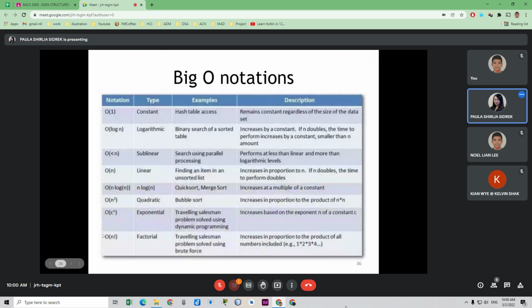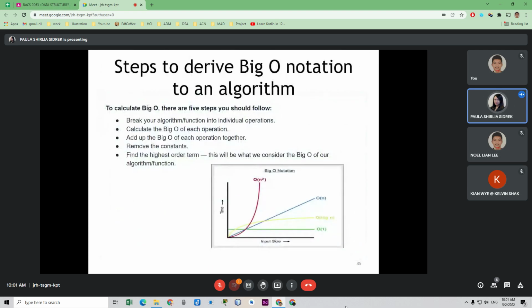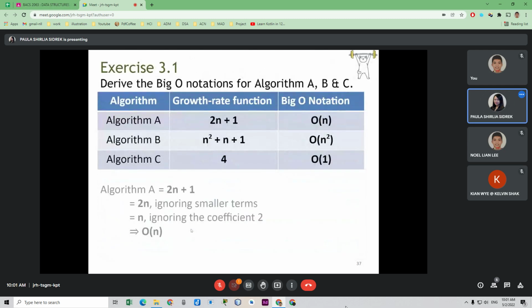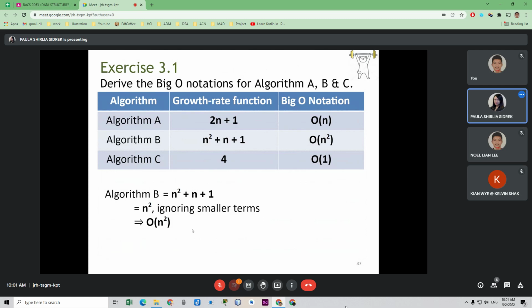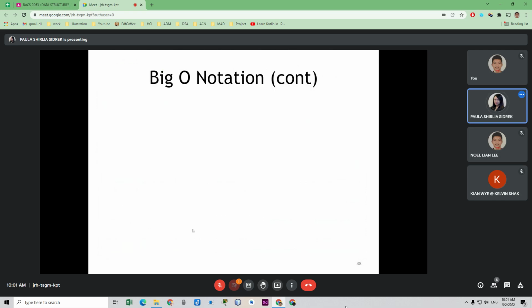All right, where is that? Yeah, this one. Okay, so it basically remains constant regardless of the size of the data set, right? That is in your graph, which is here. Okay, right. So this one I already mentioned, yes.